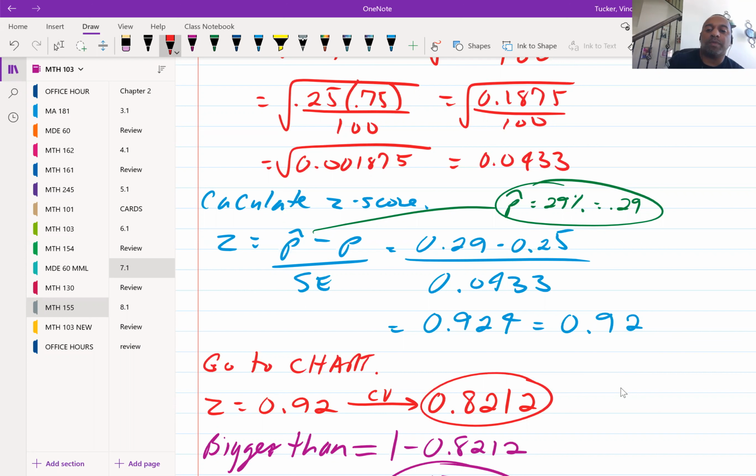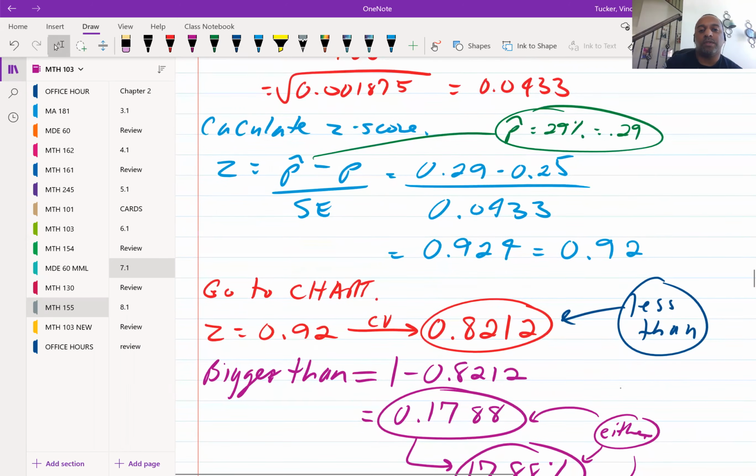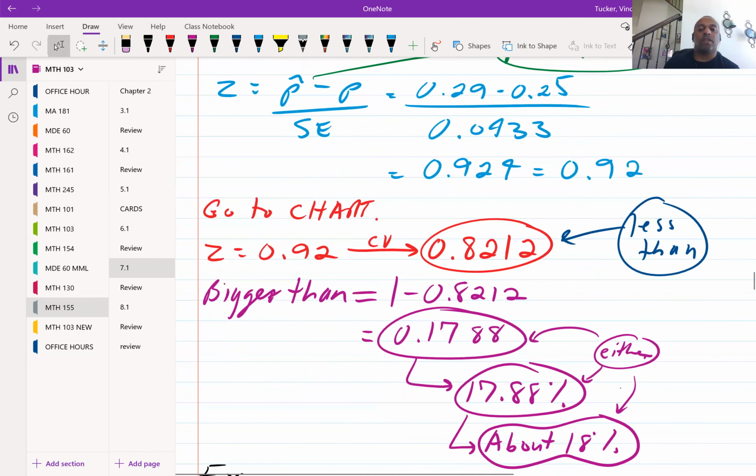And don't forget that your chart value always represents less than. We want to know bigger than, or greater than. So we subtract it from 1. That gives us 0.1788. Depending on what MyMathLab wants from you at that moment, they could want 0.1788, or 17.88%, or you could even see about 18%. So either one of those is a legitimate answer.